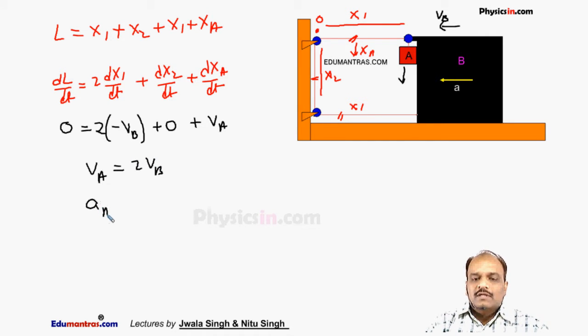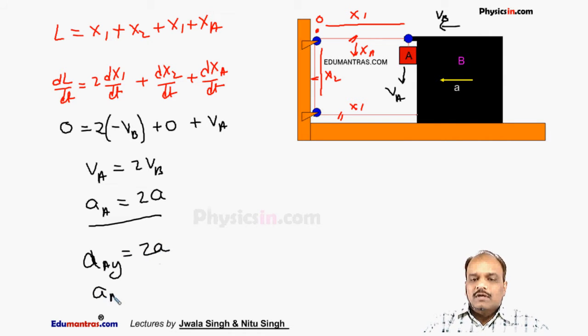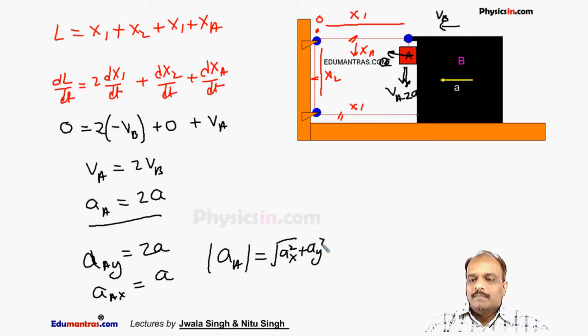Now we can say Va is equal to 2 times Vb. So from here we can say the acceleration of A is 2 times the acceleration of B. So the vertical acceleration of block A is 2A, and the horizontal acceleration of block A is only A. So the acceleration of block A is root over ax square plus ay square, which is equal to root 5 times A. This is the constraint, the relation between the acceleration of A and the acceleration of B.